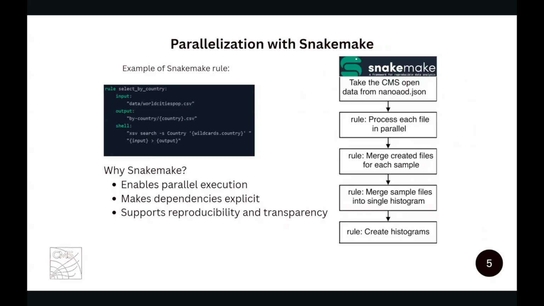Let's look more closely at SnakeMake. SnakeMake was chosen as the workflow engine because it naturally supports parallel execution, clear dependency management, and transparency. Each step in the analysis, from reading input NanoAOD files to producing histograms, is represented as a rule. This makes it easy to distribute the computation over many jobs, while REANA takes care of scheduling and container orchestration.